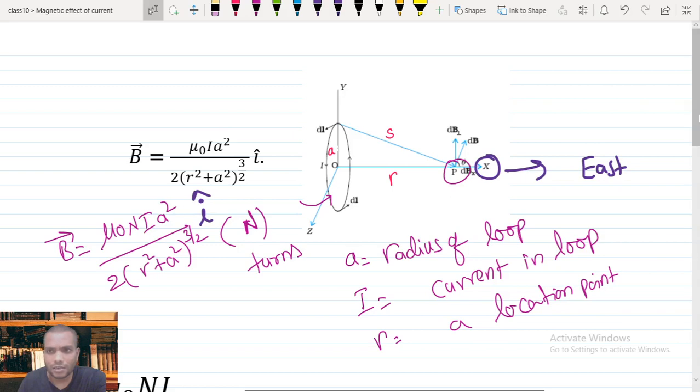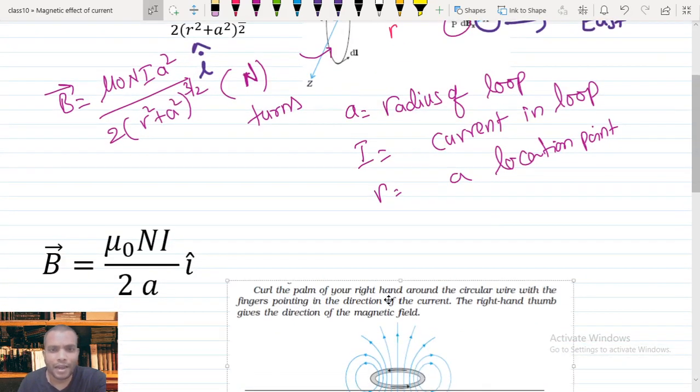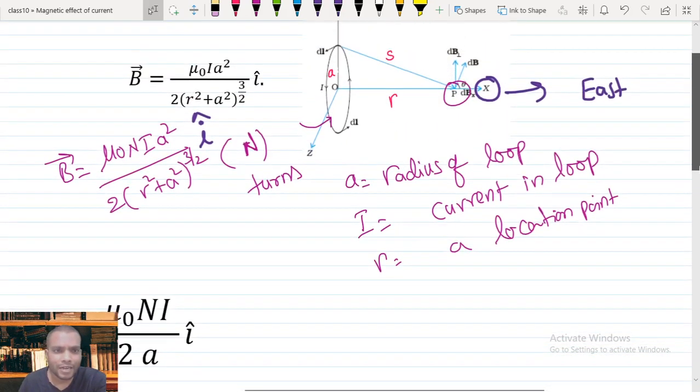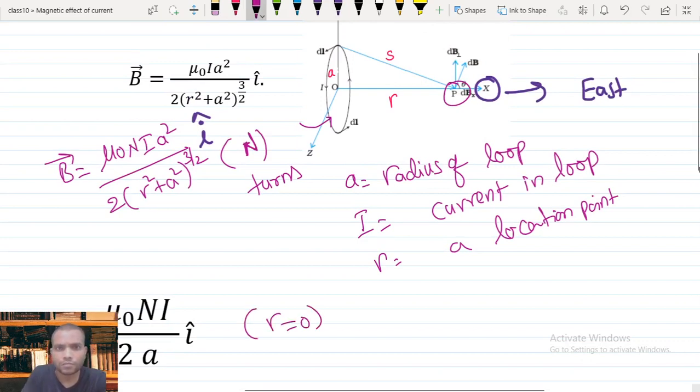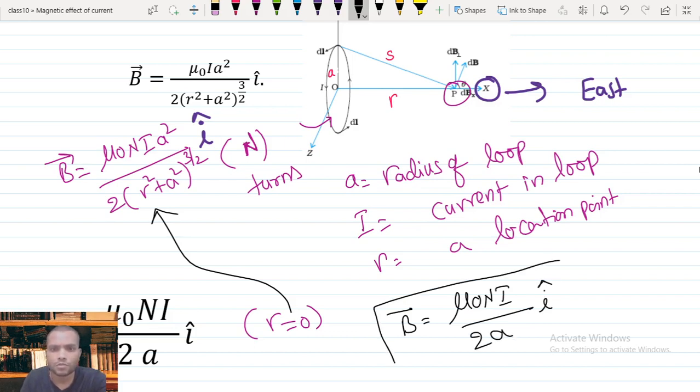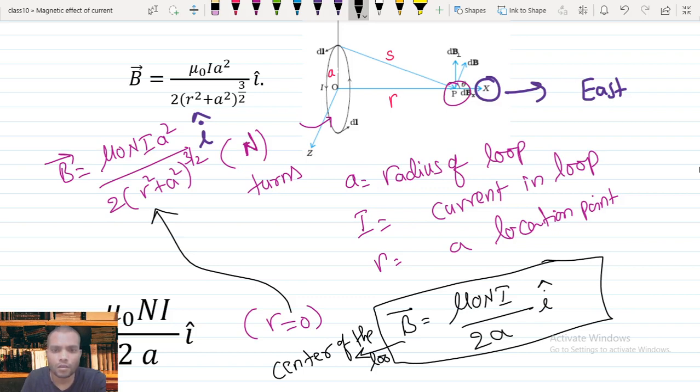From this, if you want to find the magnetic field at the center of the loop, exactly at the center, in this case the value r equal to 0. If you plug that into this formula, it converts to B bar equal to mu naught capital N I upon 2a times i cap. So this formula gives the magnetic field at the center of the loop.